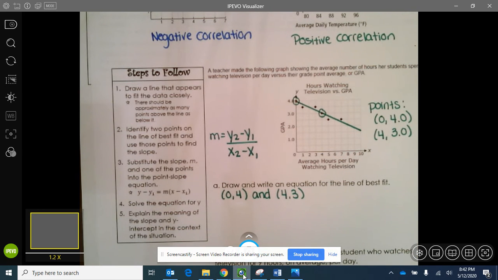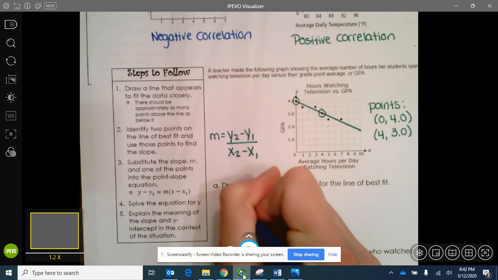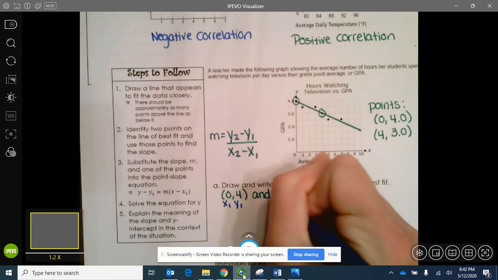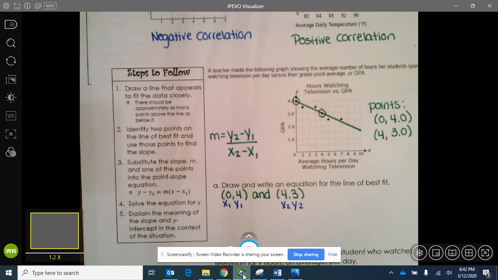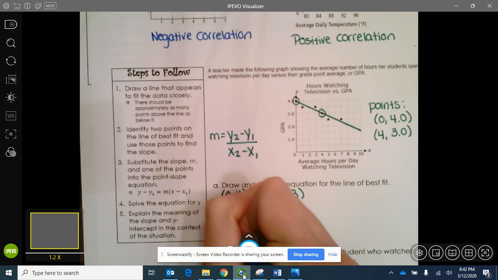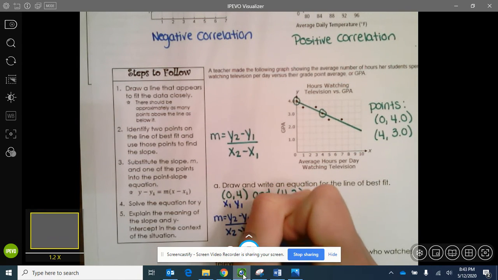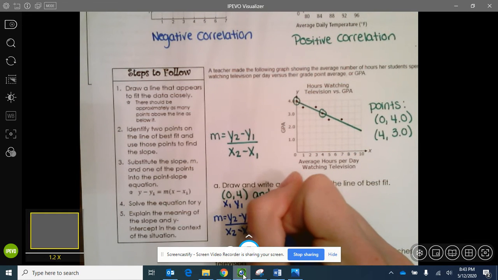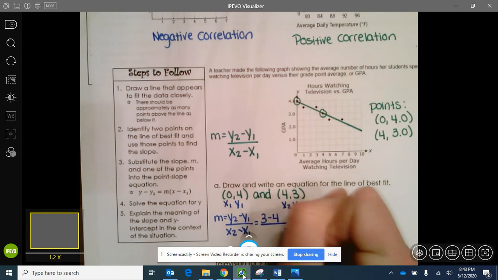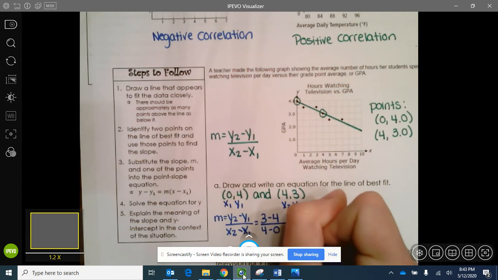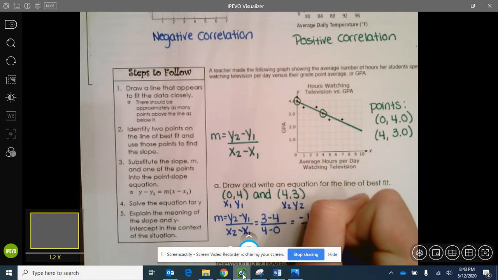Okay, so remember, when you're using this formula, it's helpful to label your points. Your first point, you're going to use the number 1, so x1, y1. Your second point, you're going to use the number 2, so x2, y2. Okay, and then I'm going to plug those values into my slope formula to find the slope. So I'm going to do y2 minus y1 all over x2 minus x1. So I have 3 minus 4 all over, so y2 minus y1, and then x2 minus x1. So I get negative 1/4.